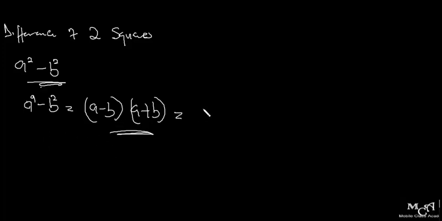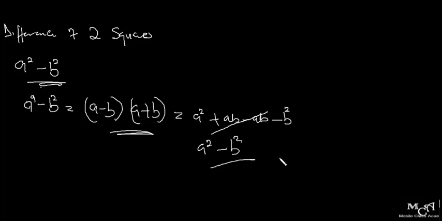If I do that, I have a times a, which is a squared, right? A times plus b is ab. Minus b times a is minus ab. Minus b times plus b is going to give me minus b squared, because minus times plus is minus. When we look at this, plus ab minus ab will cancel out. And I'm left with a squared minus b squared. When you look at what I have here and what I have here, you'll see that it's the same thing, right?